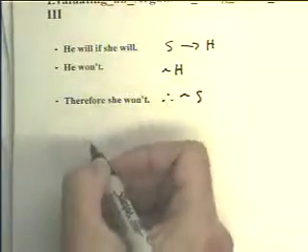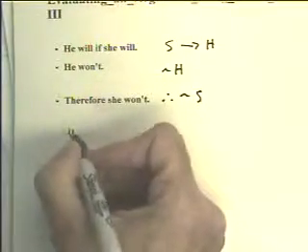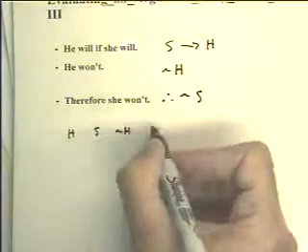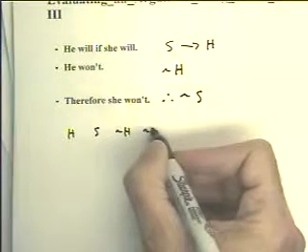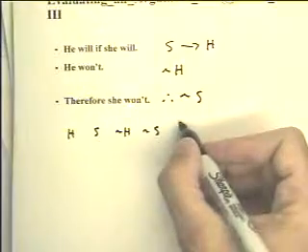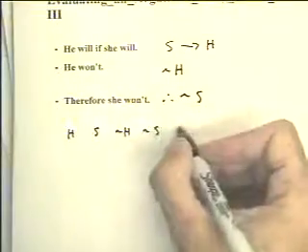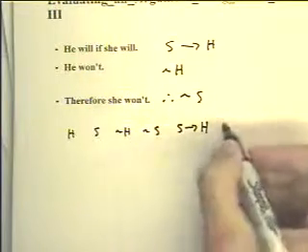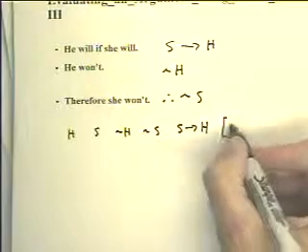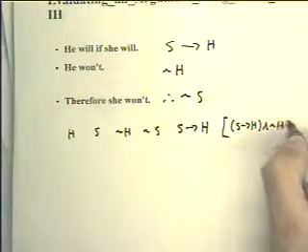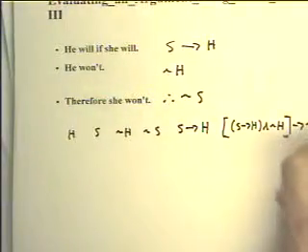To set up a truth table, we've got he will and she will. We're going to need one for he won't and she won't. And then we're going to need one for the entire argument. Well, first we need one for the premise. If she will, he will. Then we put everything together. If she will, he will, and he won't, then she won't.